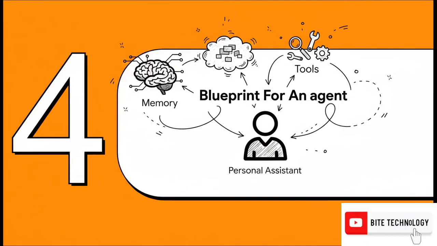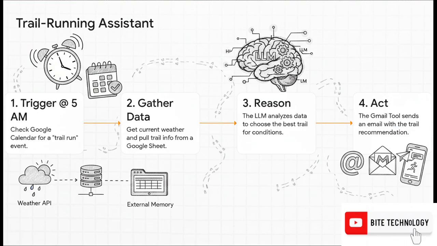Okay, let's put all the pieces together. We've got the brain, the memory, the tools. Let's see what that looks like in a practical, real-world personal assistant. So check this out. Imagine a trail running assistant. Here's the blueprint. Step 1, a trigger kicks things off every morning. Step 2, it gathers data using its tools. It hits a weather API to check the forecast, and then it pulls a list of trails from a Google Sheet, which is acting as its external memory.